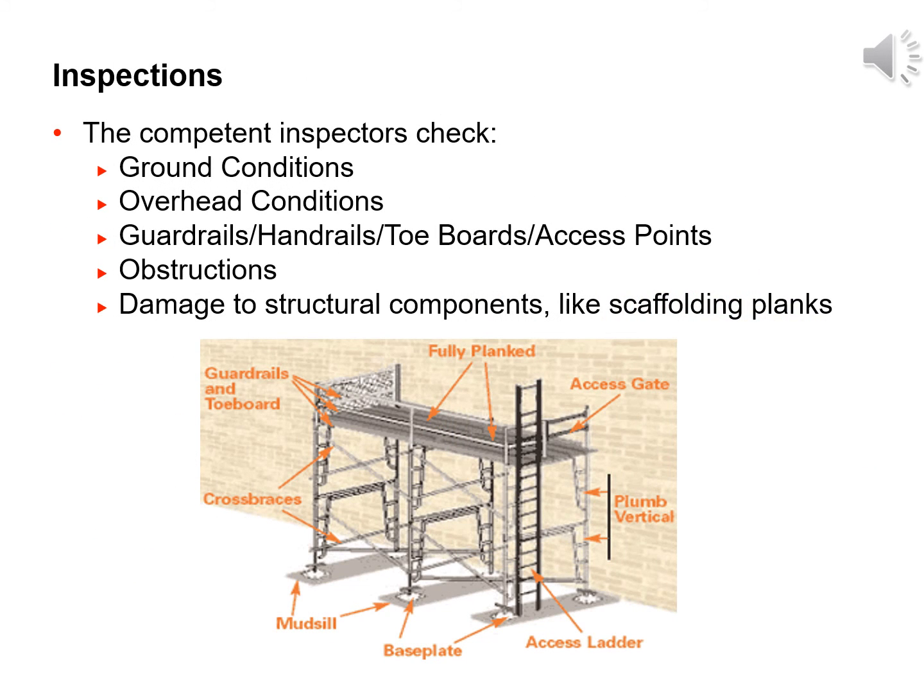The competent inspectors check for several things during an inspection. They look at ground conditions, or the stability of the base of the scaffolding. They look at overhead conditions, to ensure no power lines or other hazards are present. They also check guardrails, handrails, toe boards, and access points for proper installation and functionality. They check structural components, like scaffold and planking, for damage. These many things must be inspected to ensure employee safety.